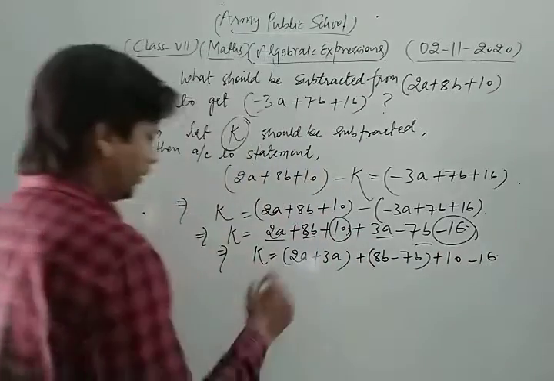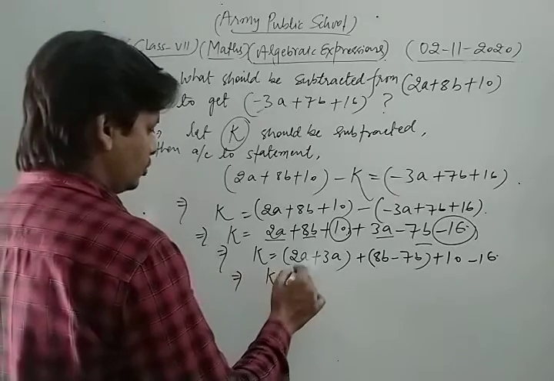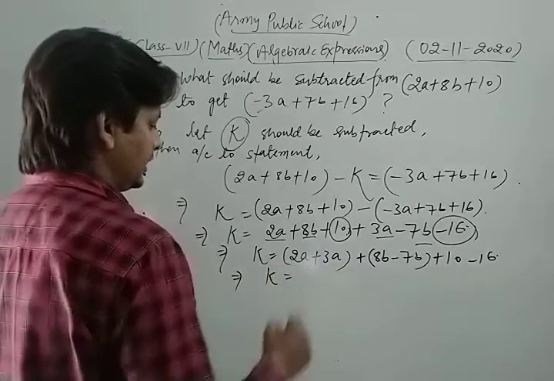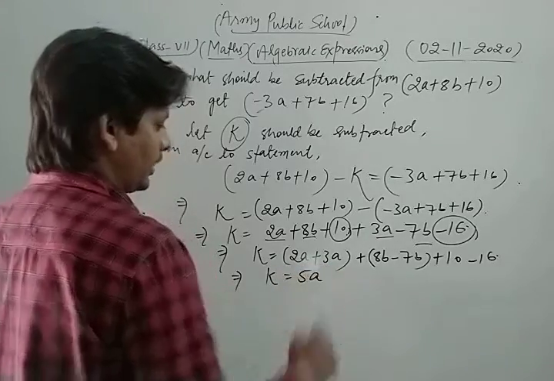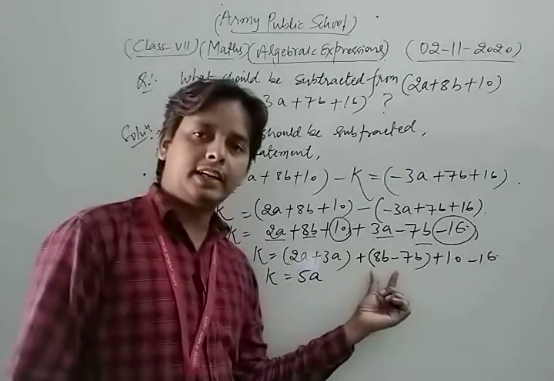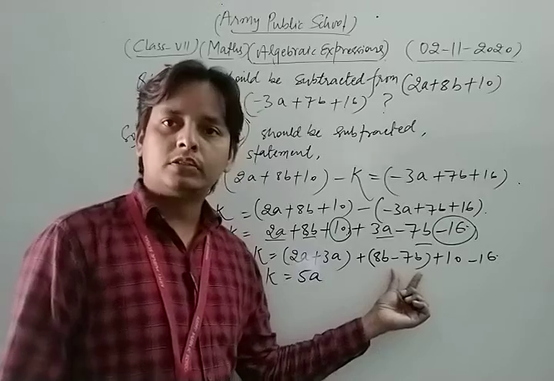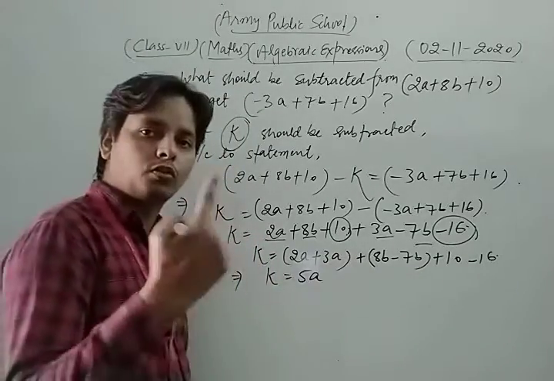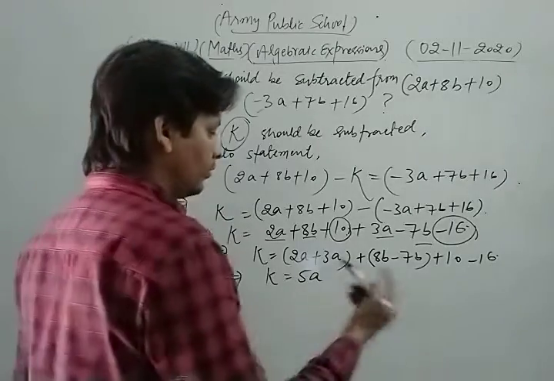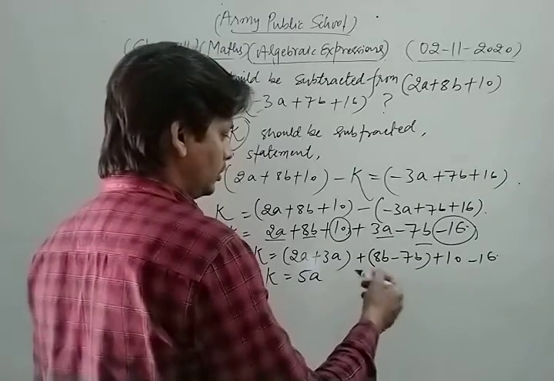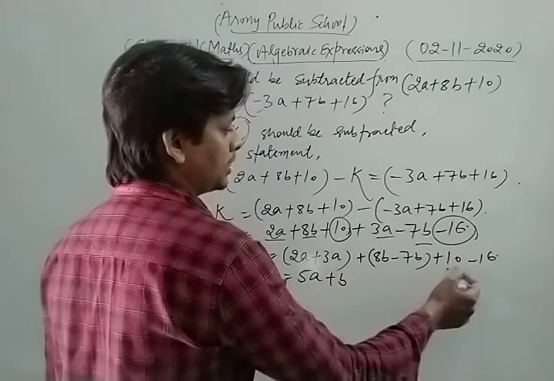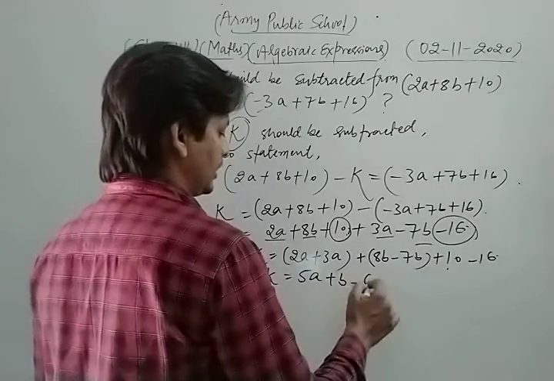Now look, we simplify them. We get K is equal to 2 plus 3, that is 5a. Okay, dear friends, now look, this is 8b minus 7b. Just 8b minus 7b is what? Only 1b. We can write 1 is nothing, no necessity for writing, so we can write only plus b. This is plus 10, this is minus 16, this is minus 6.